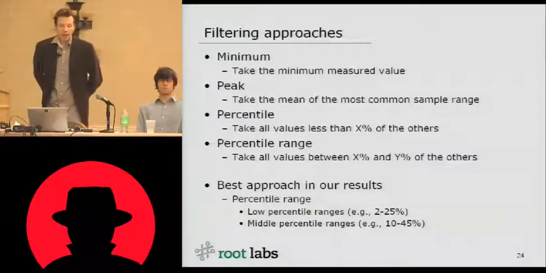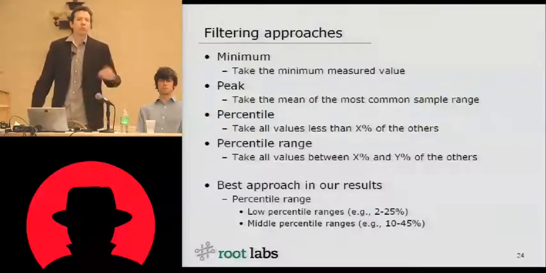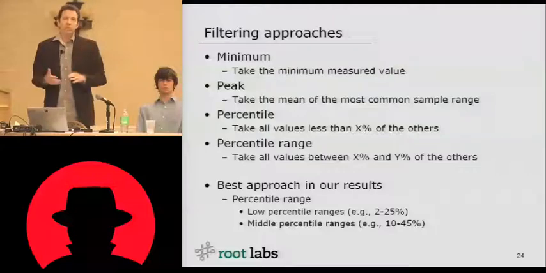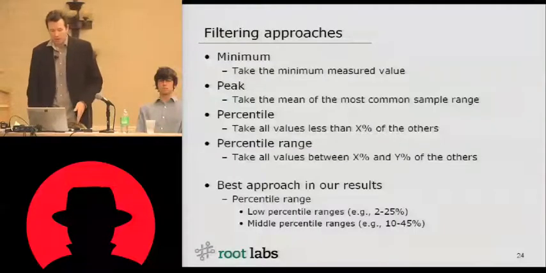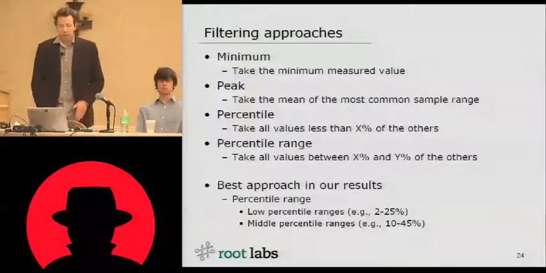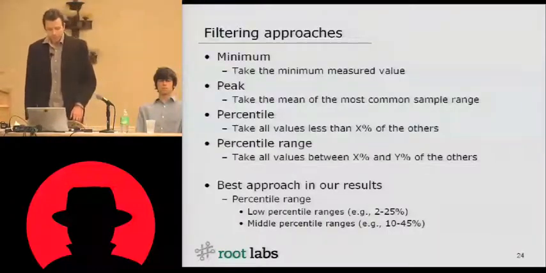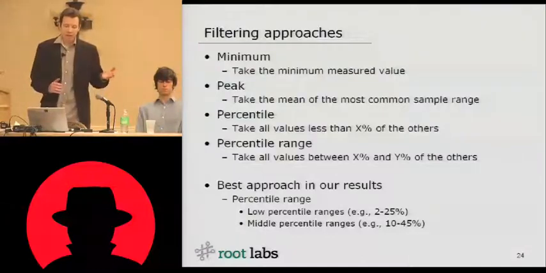So we analyzed a bunch of different filtering approaches. The first one was the minimum, just basically take the minimum measured value in each set of samples. Take the quickest response time. The second one was peak filter, where basically what you do is you take the peak measurement, the most common measurement of your set, and take the mean of that set of measurements, and that is your characteristic value. The next one was percentile, where you take all the values that are less than X%. So take all the values that are in the fastest 25% of response times. And then finally, percentile range, which was take all the values between X% and Y%.